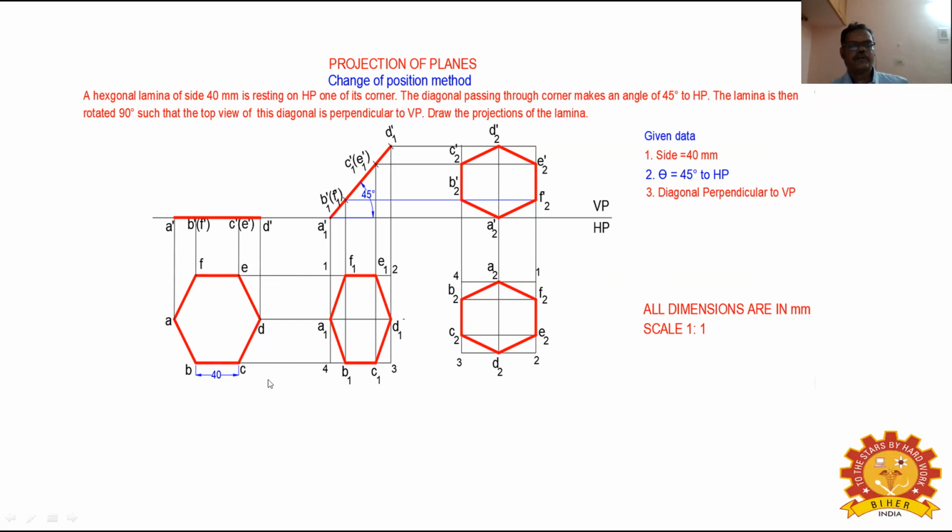Only if you draw the corner point, if you rotate by 90 degrees such that it becomes vertical, AD becomes vertical. Okay. So therefore, draw the hexagon, mark as A, B, C, D, E, F. And the front view, mark as A dash, B dash, F dash, C dash, E dash, and D dash. Here the surface of the lamina is given as 45 degree.